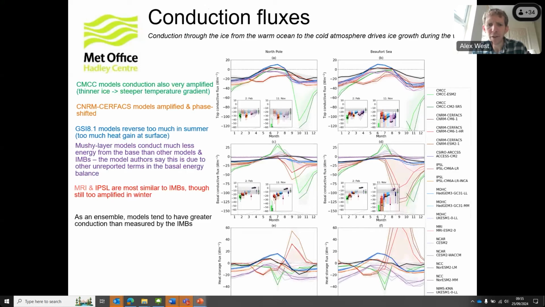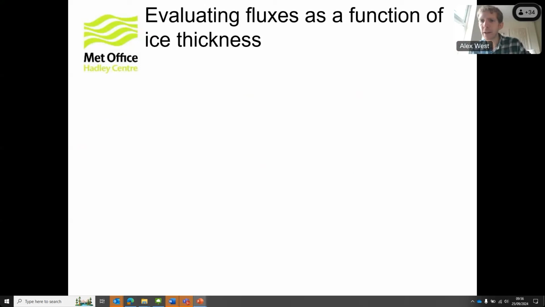I'll just point out, this is particularly bad in the early autumn. You can't take this at face value because buoys tend to be preferentially frozen into regions of thick ice, which, well, I say thick ice, which isn't very thin, which will tend not to grow as quickly, because the scientists who deploy these buoys tend not to like them melting out too quickly because they're quite expensive to deploy. So in order to have a fairer comparison, we're going to evaluate these fluxes as a function of the ice thickness.